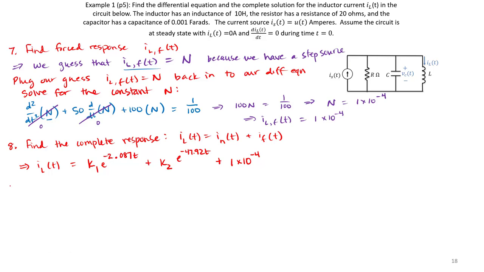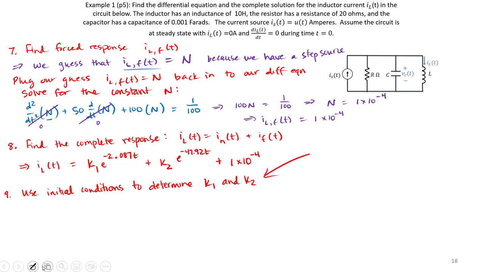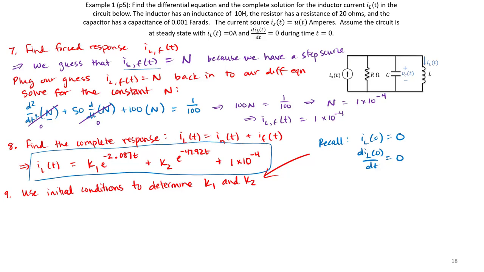So remember, here, in our steps 8 and 9, we need to use the initial conditions to determine our constants, k1 and k2. So let's remind ourselves what our initial conditions are. You'll remember we were told that iL at time 0 is 0, and diL of 0 over dt is also 0. So we can substitute our initial conditions into our equation in order to find k1 and k2. Let's go ahead and do that.